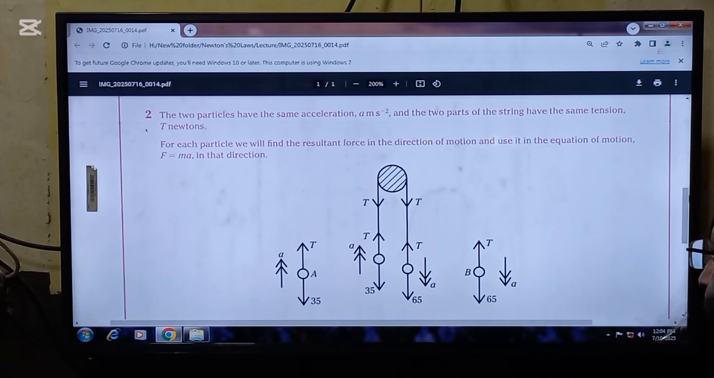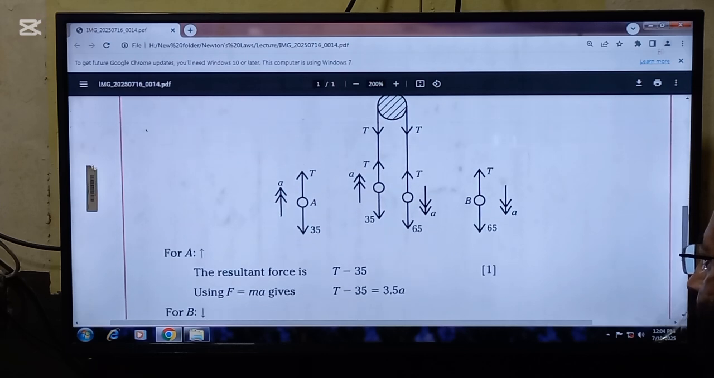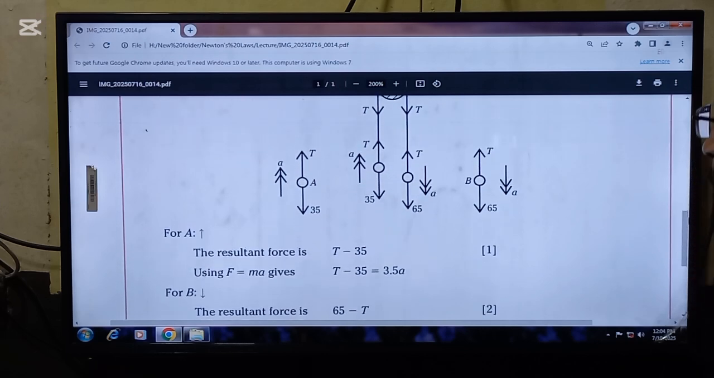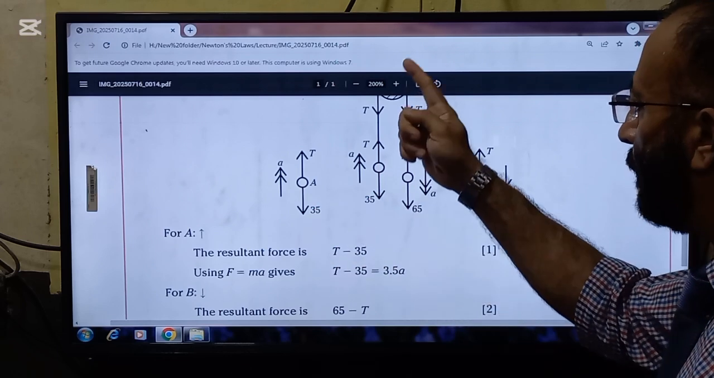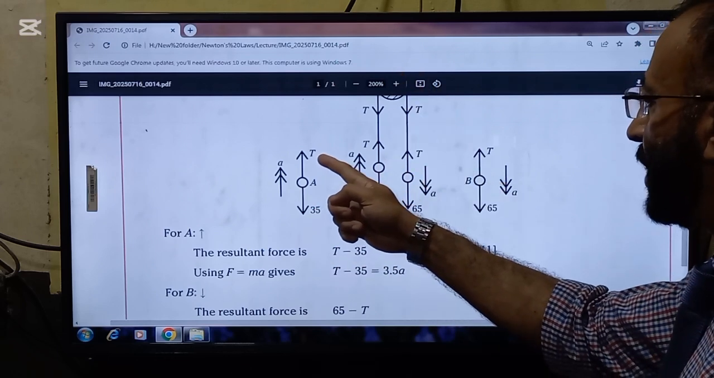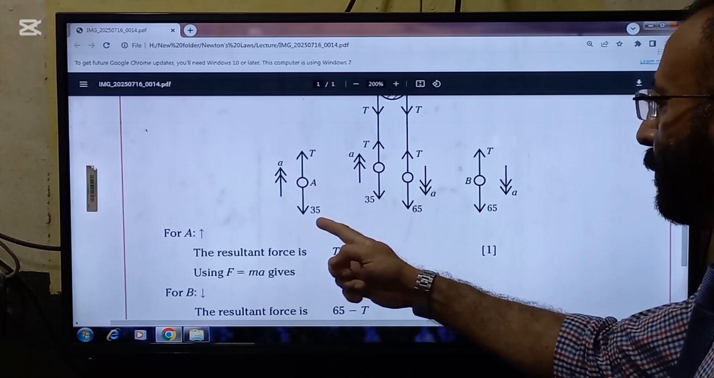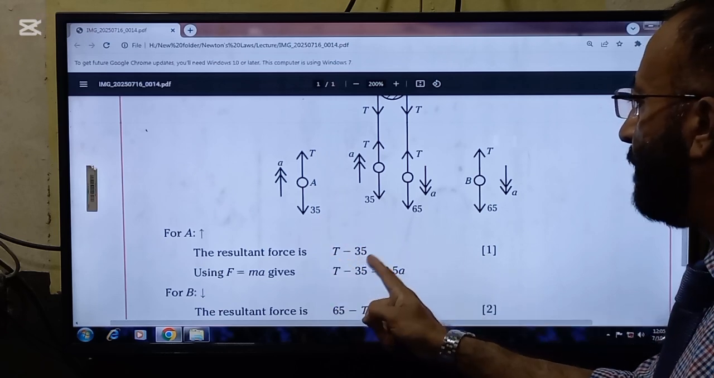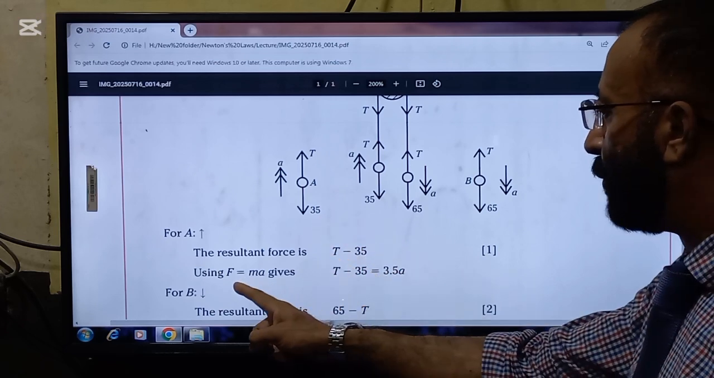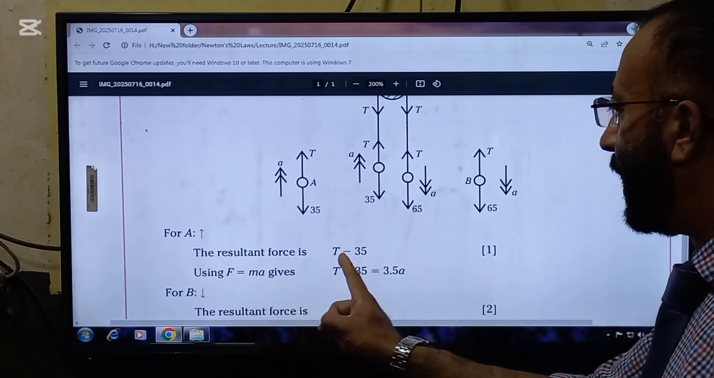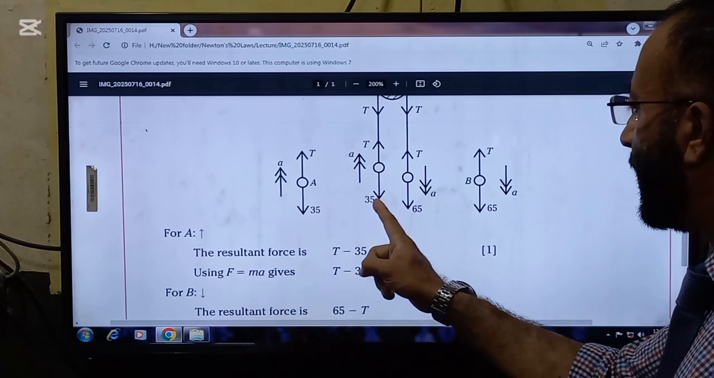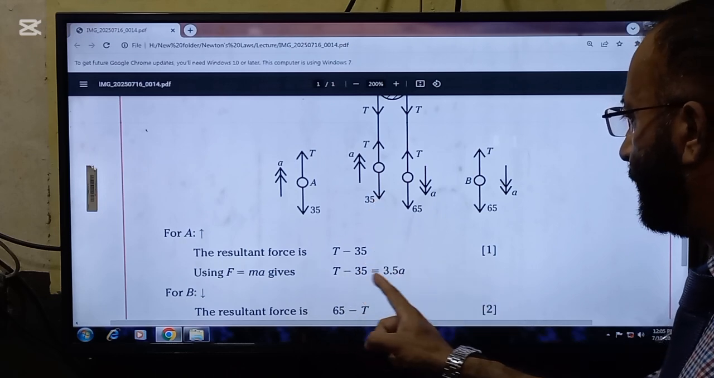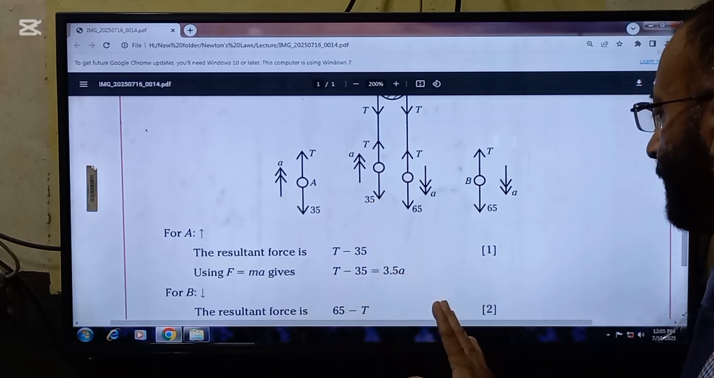So look now, we are going to solve it. As far as body A is concerned, because body A will move upward, it means the tension will be greater than the weight. So T minus 35 is the resultant force. Putting values into this formula, this is the resultant force, T minus 35. M is 3.5 and a will be here.